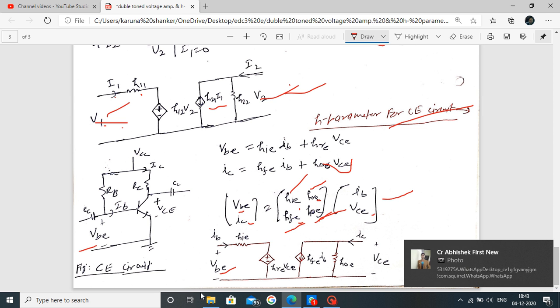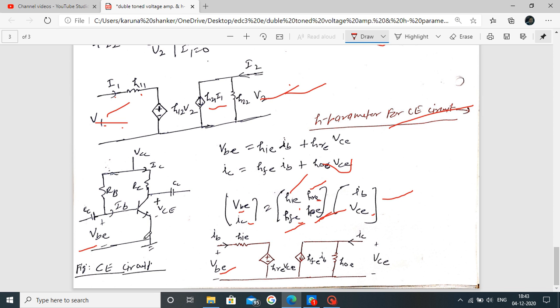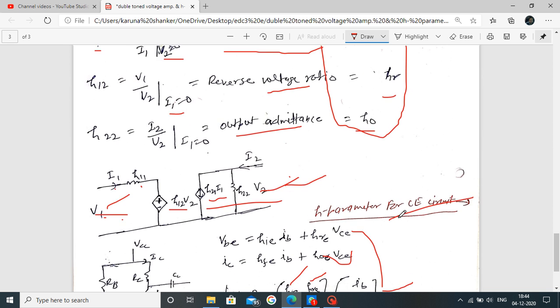Now observe that VBE is your input and the current is IB. Similarly, in the place of H11 we use HIE, and similarly we put HRE in place of H12. The overall conclusion is that the values are replaced by these notations. Now this forms the H parameter model of the common emitter transistor.